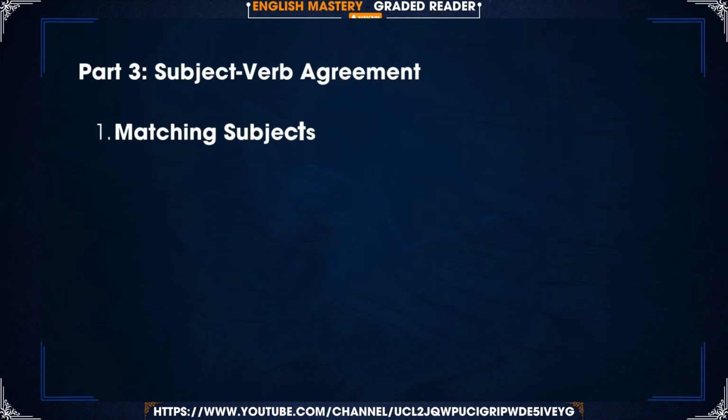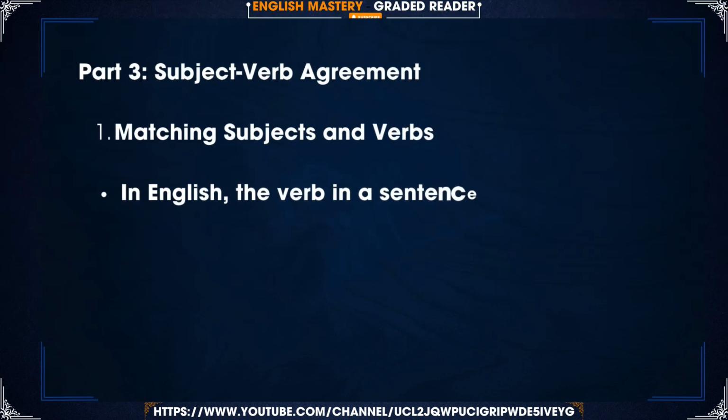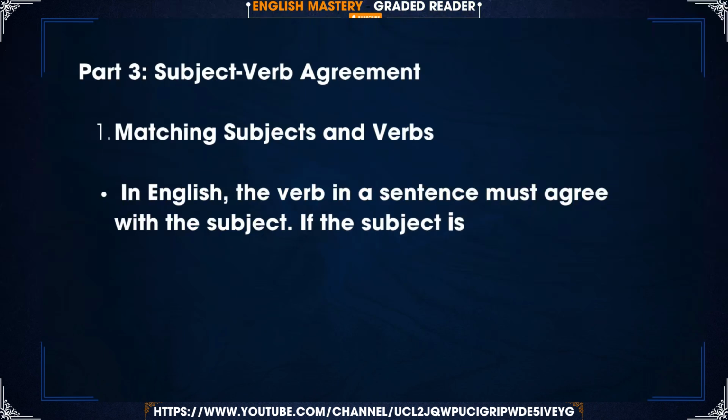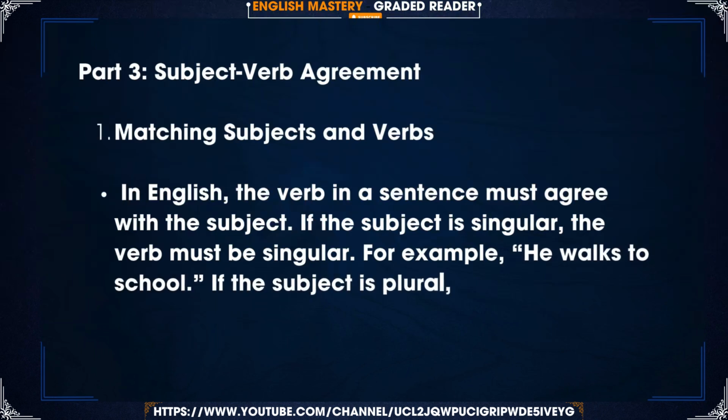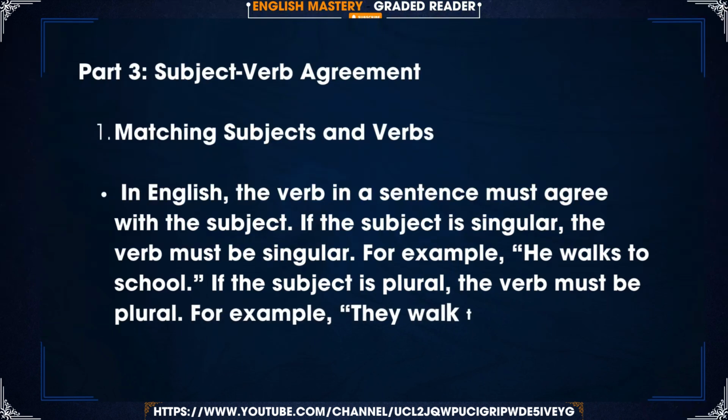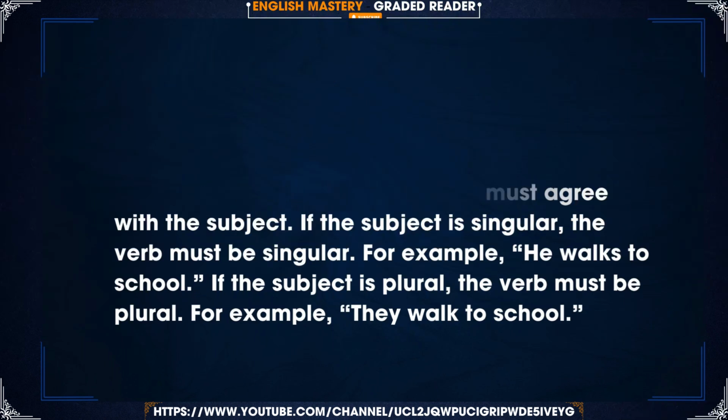Part 3. Subject-Verb Agreement. 1. Matching subjects and verbs. In English, the verb in a sentence must agree with the subject. If the subject is singular, the verb must be singular. For example, he walks to school. If the subject is plural, the verb must be plural. For example, they walk to school.